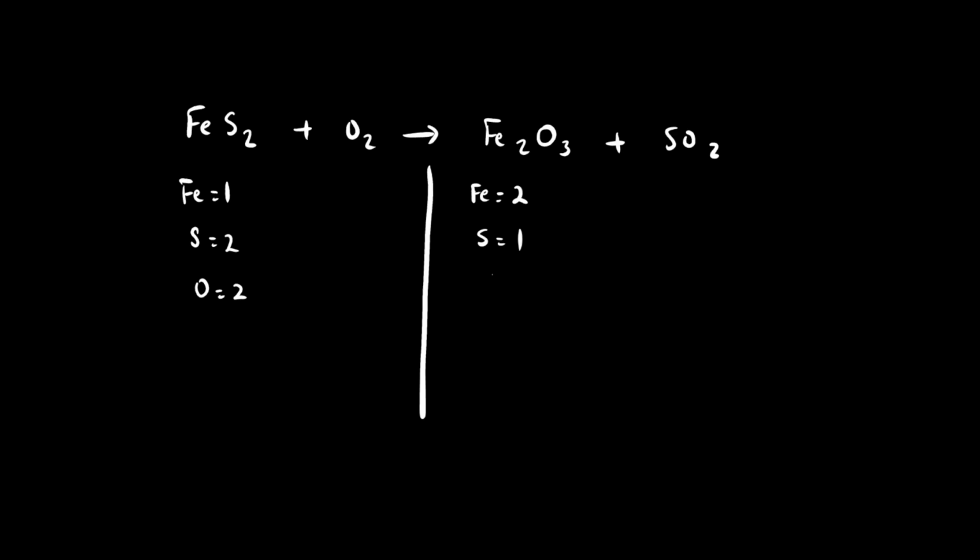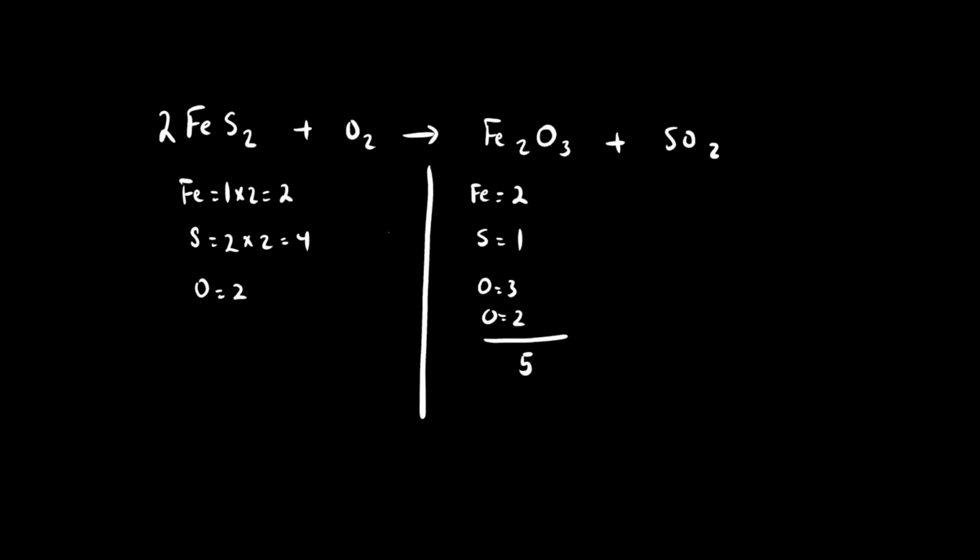But let's separate the oxygen. So we have 3 oxygen followed by 2 oxygen to give us a total of 5. Let's start by balancing the iron first. Least common multiple of 1 and 2 is 2, so we need a coefficient of 2 in front of the iron disulfide. So now we have 2 iron on the left and 4 sulfur on the left. We've balanced the iron.